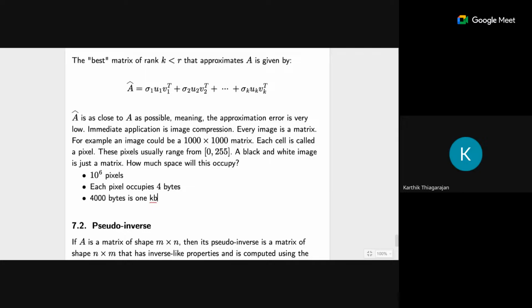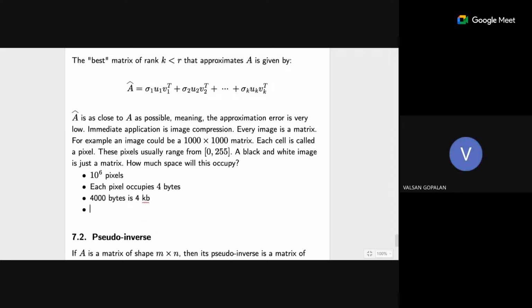Yes or no? 1000 bytes is 1 kilobyte, right? So this is 4 kilobytes, right? Yes. So 4 million, that's what this is, right? So 4 into 10 power 6 will be roughly 4 megabytes. Is that correct? Yes. Okay, roughly. I'm just giving you very rough estimates.